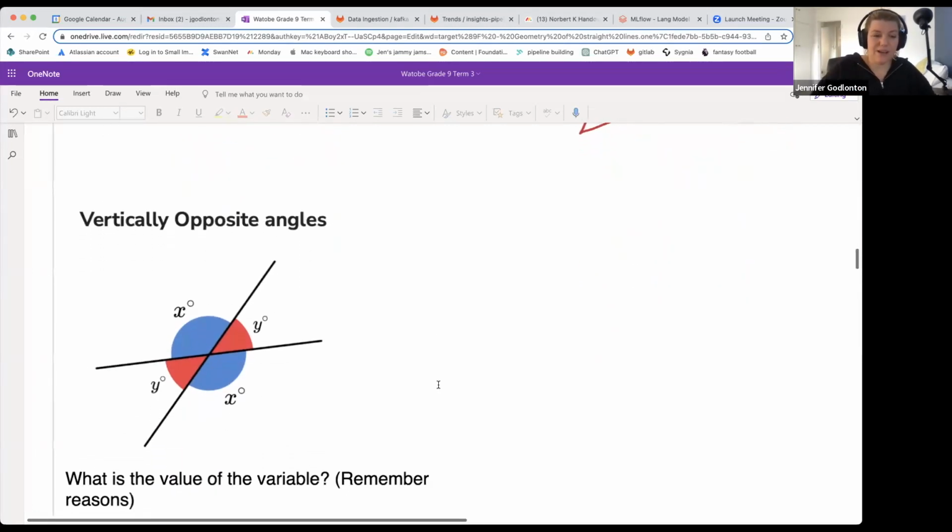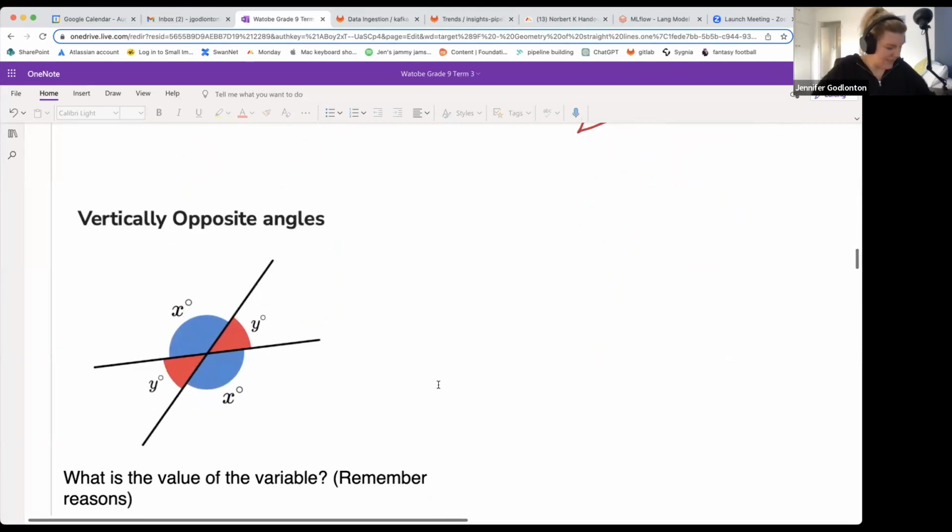Okay, so our next rule is vertically opposite angles. Who thinks that they can tell me the shorthand way of writing this rule? What do we write when we get given this rule? Beautiful, exactly. That's all we have to say. So in this case, you would be saying that this x over here is equal to that x over there, or that y is equal to that y. And our reason is nice and easy. Vert opp angles are equal.